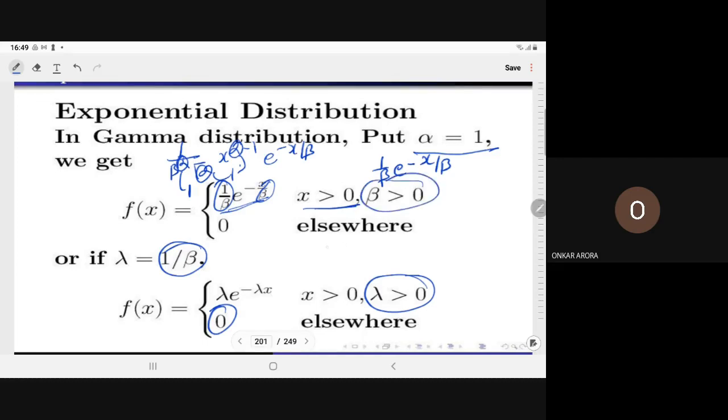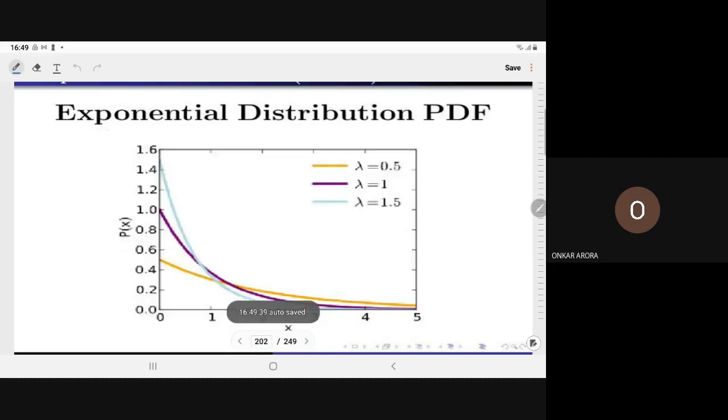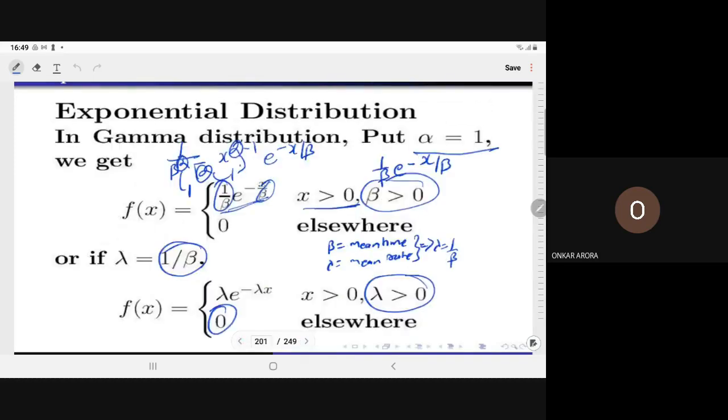Here just note down, beta is the mean time. Later on when it comes, I will tell you again. And lambda is the mean rate, right? From here we know that lambda is equal to 1 upon beta, or beta is equal to 1 upon lambda. I will tell you later in detail what is the meaning of mean time and mean rate.